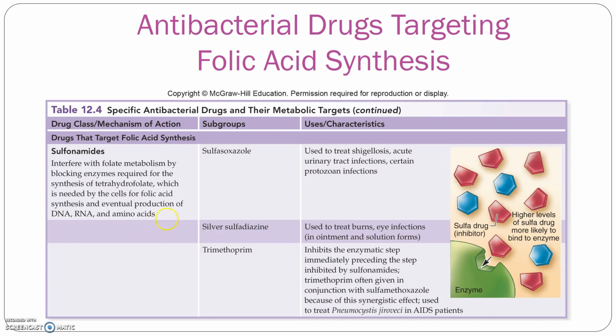So essentially what the sulfonamides do is that they interfere with folate metabolism by blocking specific enzymes required for tetrahydrofolate synthesis. The tetrahydrofolate is needed for cells because of folic acid synthesis, which is integral for DNA, RNA, and amino acids. So this is kind of the mechanism of action of how targeting folic acid synthesis can kill off microbes.